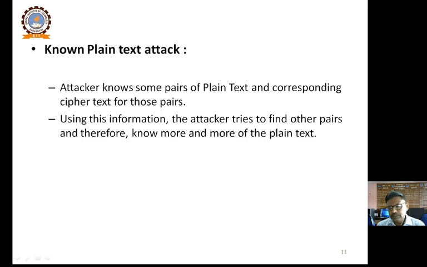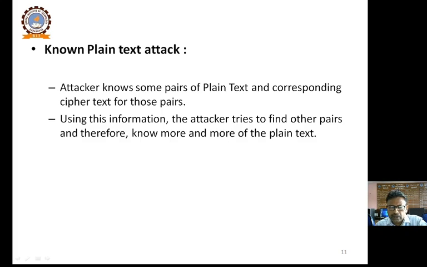Now, in this, the attacker knows some pairs of the plaintext as well as the corresponding ciphertext for those pairs. It has a certain idea of the plaintext and its corresponding ciphertext. And using this information, the attacker tries to find other pairs.